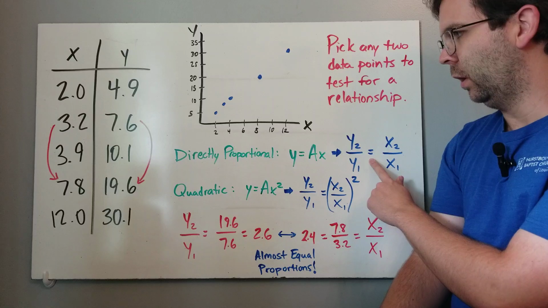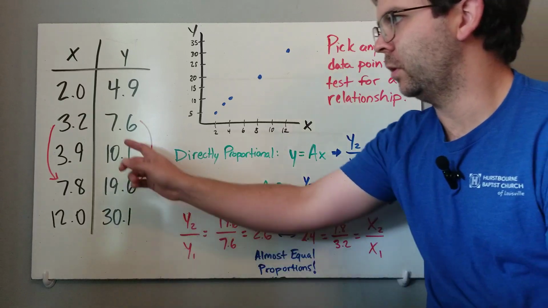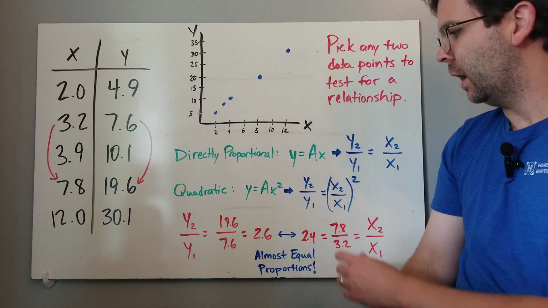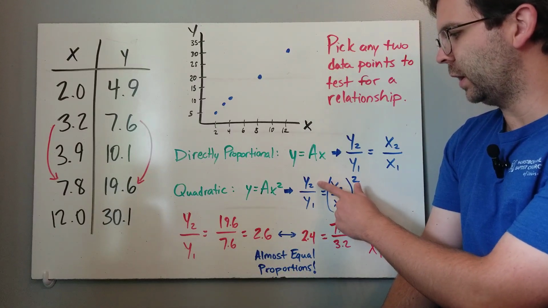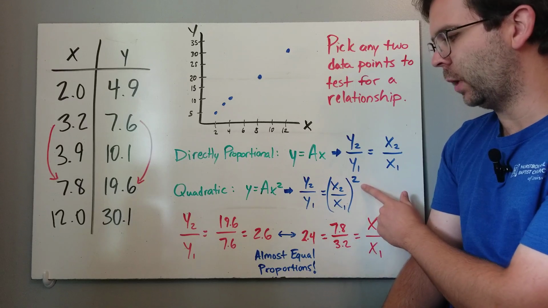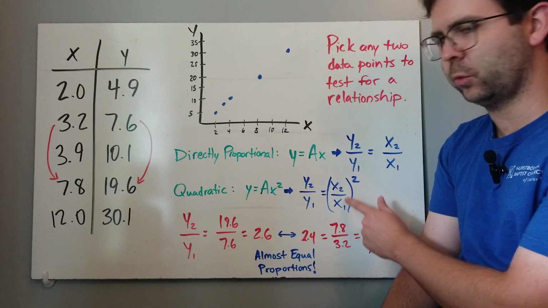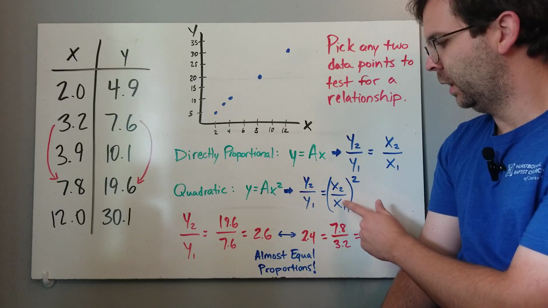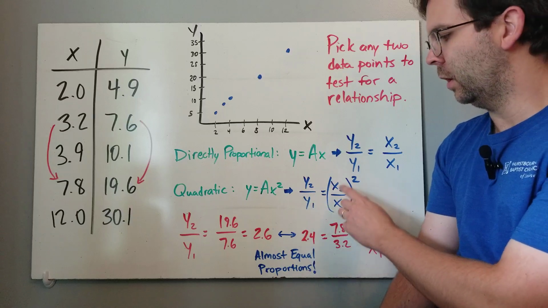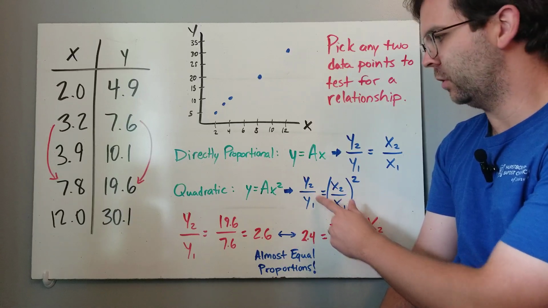And if they're equal, then that means they've changed by the same proportion. So they go up by the same amount. But if it's quadratic, then we should find that y2 over y1 is equal to x2 over x1 squared. So if you change the x value by a certain amount or factor or proportion, you have to square it in order to get that change in the y. So the change in y is equal to the square of the change in x.